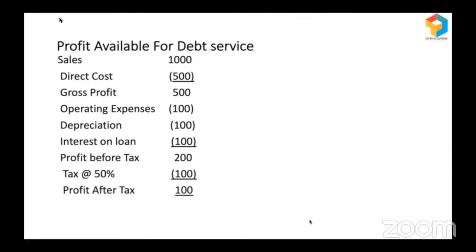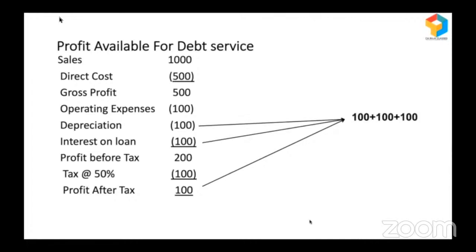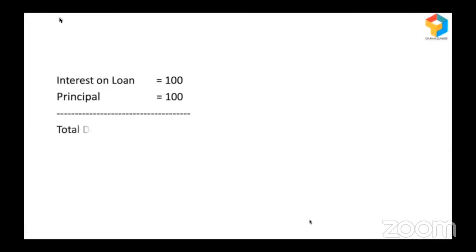Now listen. For computing the debt service coverage ratio, we have to take profit after tax, and add back depreciation and interest on loan. In this case there is no dividend, so we are starting with profit after tax. So 100 plus 100 plus 100 is 300. This becomes the cash profit. This cash profit has to be compared with the repayment obligation, which is the interest on loan of 100 plus principal, which I am giving you as 100. So the total obligation is 200, and the cash profit is 300. Now we can find out the debt service coverage ratio.